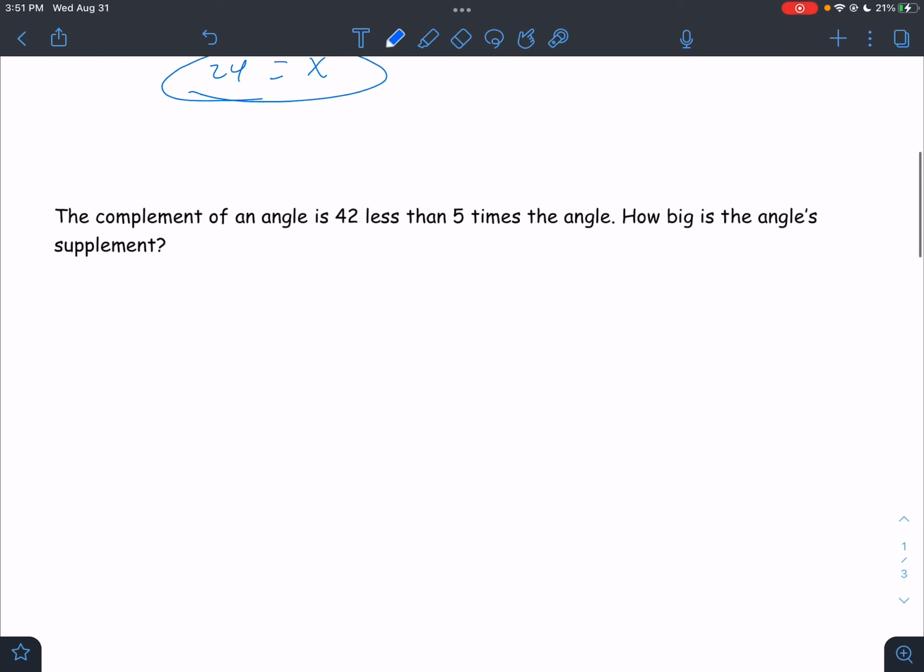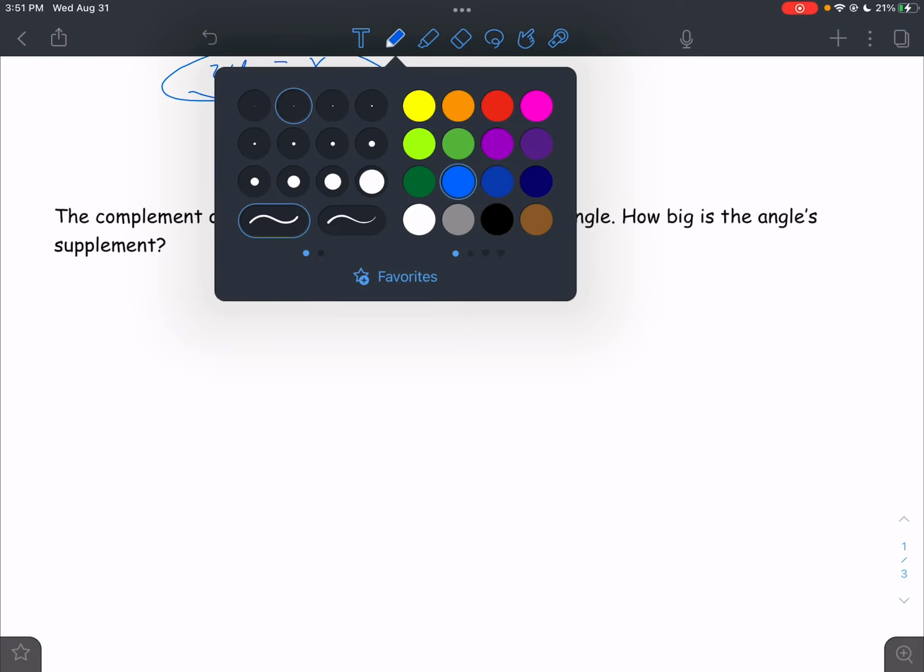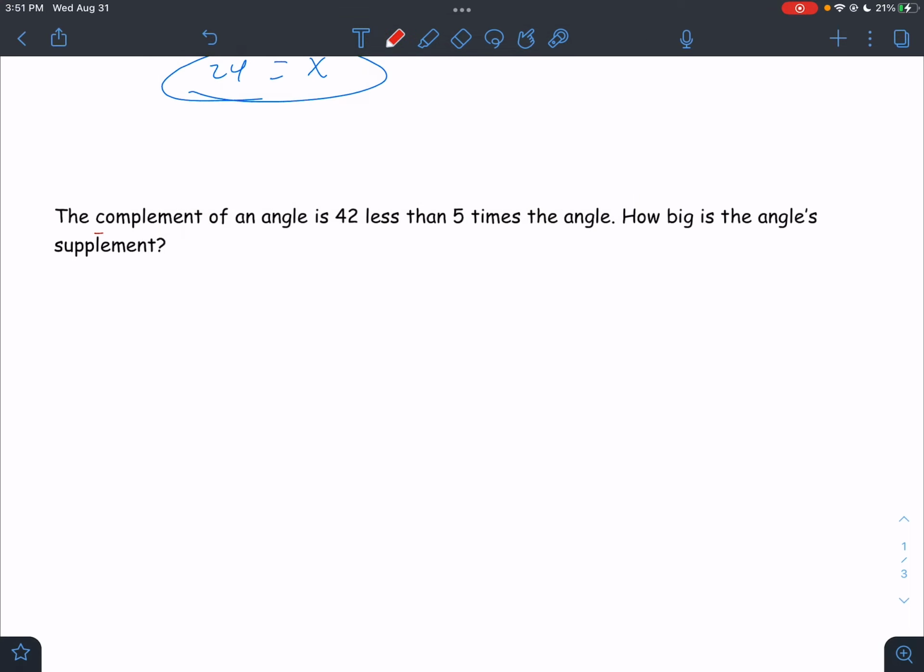One more. The complement of an angle. We did that before. That's 90 minus x. Remember, the angle is x. The complement of x is the way we read that. Is 40 equals 42 less than. That's minus 42. Minus 42 from something. 5 times the angle. What do we call the angle? x. In other words, 5 times x. So there's our equation.